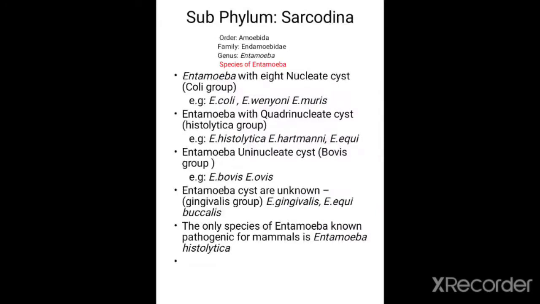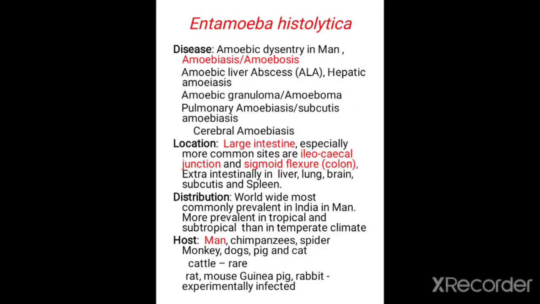The next one is Entamoeba with unknown nucleate cyst, which includes Entamoeba equibaccalis. Among these, only Entamoeba histolytica is pathogenic for mammals. Now let us come to Entamoeba histolytica.